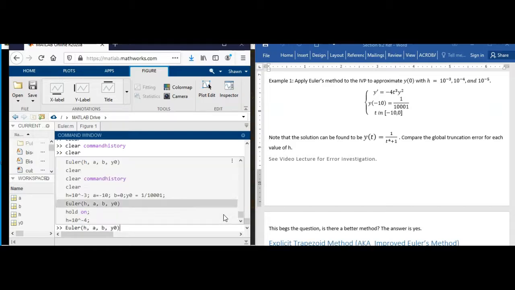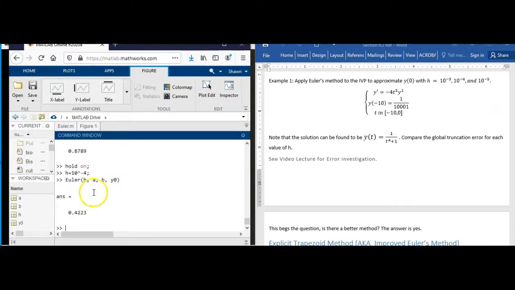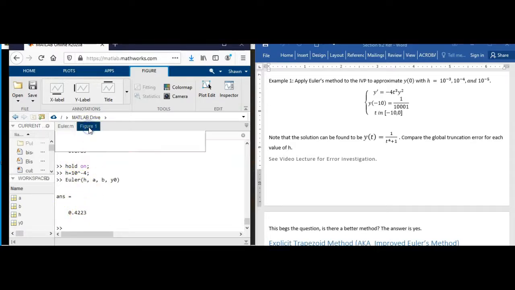And rerun our Euler method. All right, so here we see that the error is 0.4223. That's a better improvement, but still not very good because it's still 0.4. It's a pretty big error. Let's see about our graph.